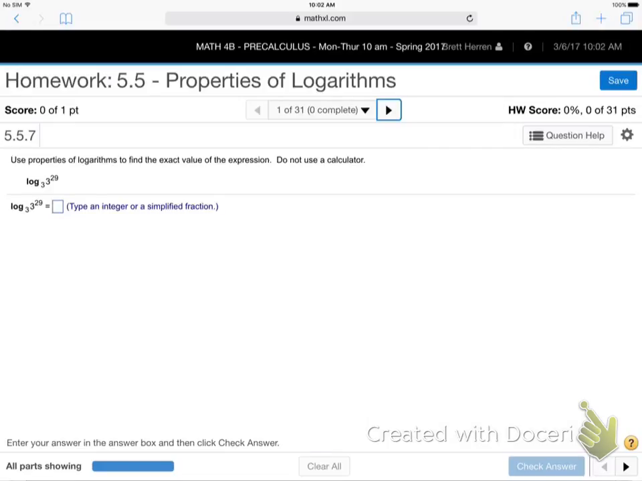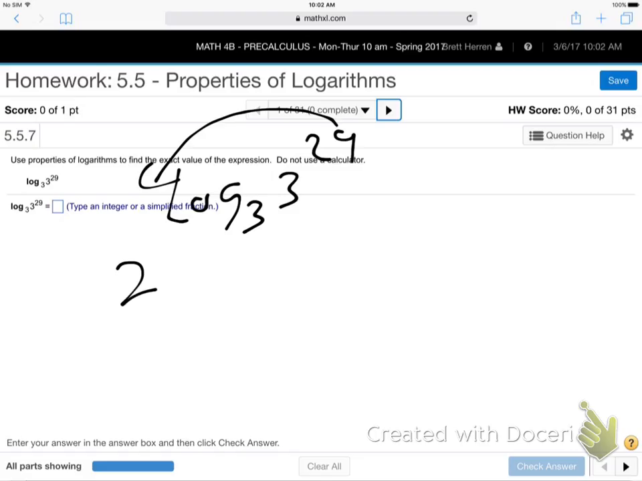All right, so log base 3 of 3 to the 29. Just bring that on down there. So 29 log base 3 of 3. Good to there so far? That's what the third quality said. It's kind of surprising. The powers can actually just drop down like that.